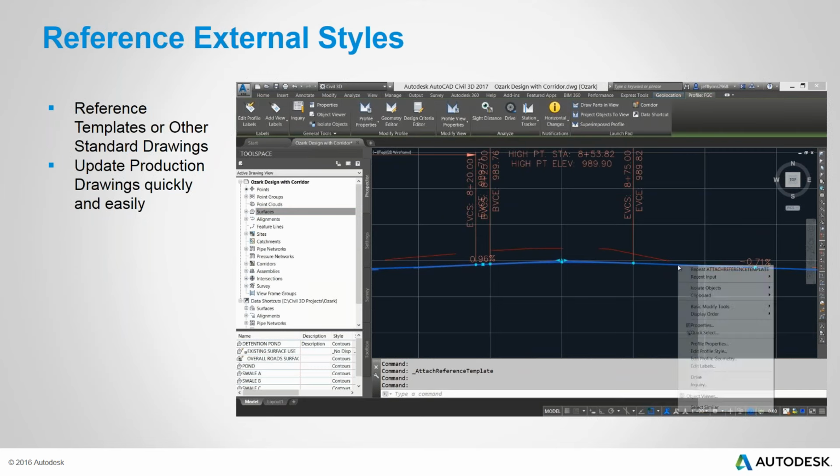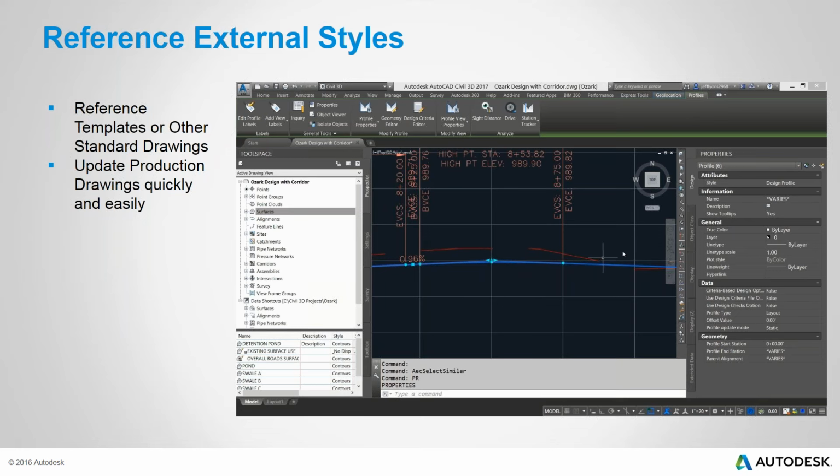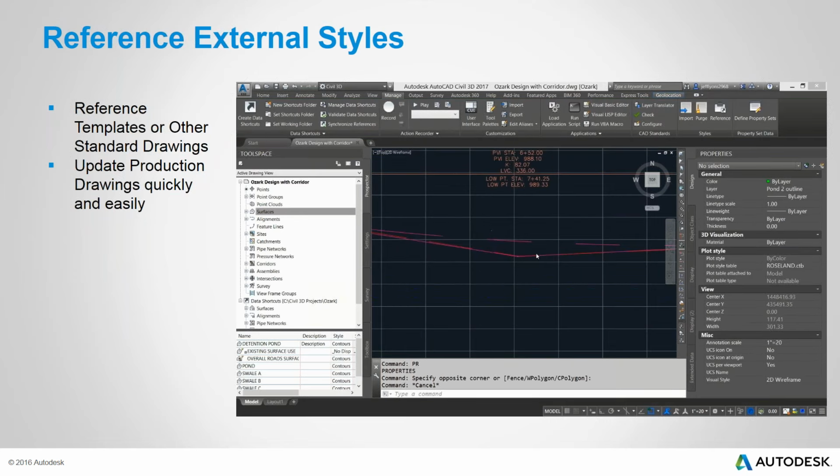So let's update the style of our profile here to City Standard. Once this is changed, we know that this style is externally referenced and correct as per that standard. And of course the connection is dynamic, and if you change that style in the template, this style changes in our drawing set.